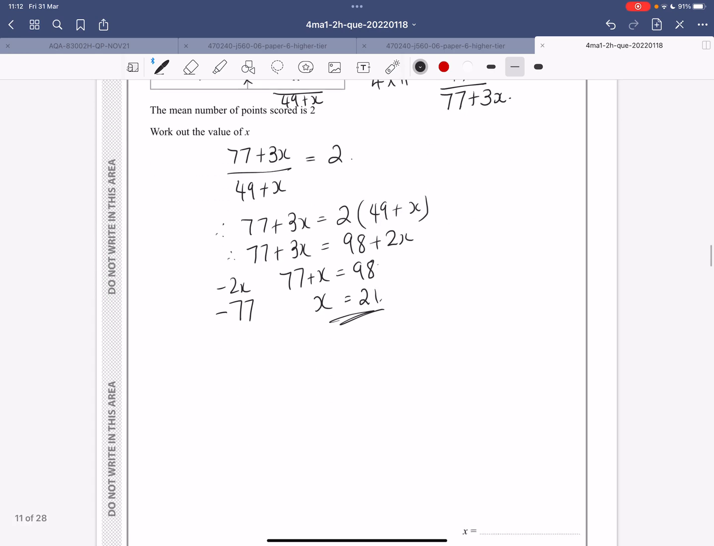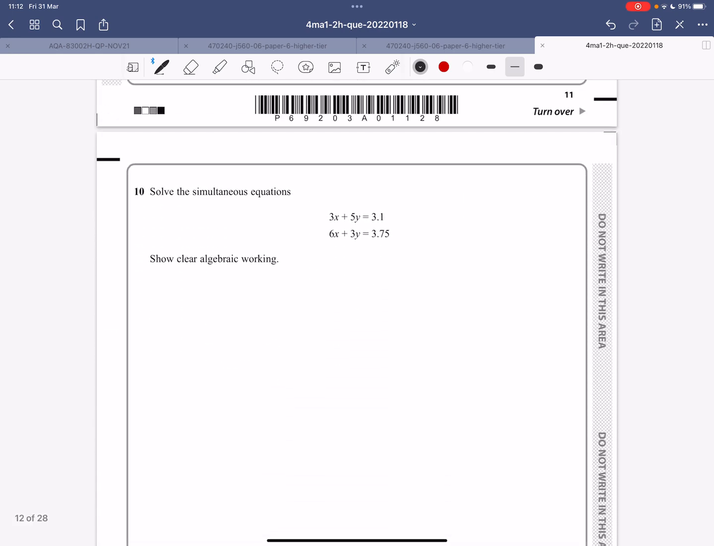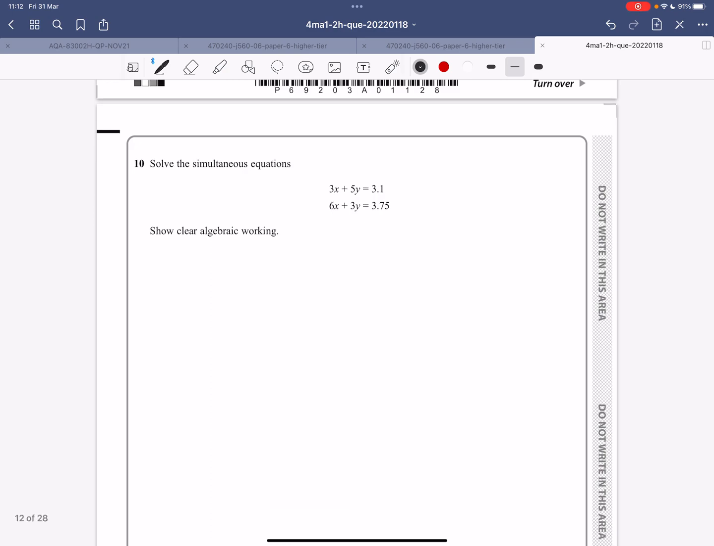Okay, that's the number that works there. Solve these simultaneous equations, show clear algebraic working. Right, we'll call this equation 1, call this equation 2. Let's do 2 times equation 1. That's going to give us 6x plus 10y is 6.2.